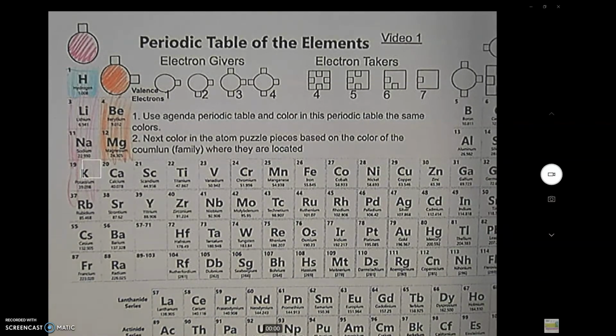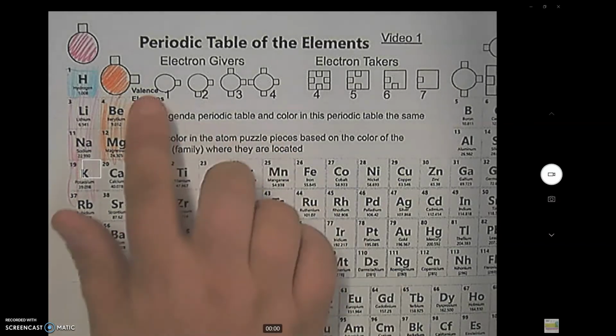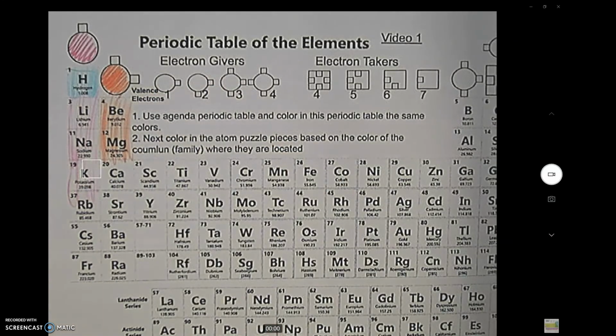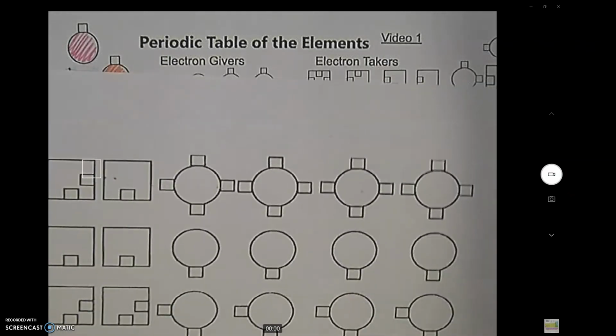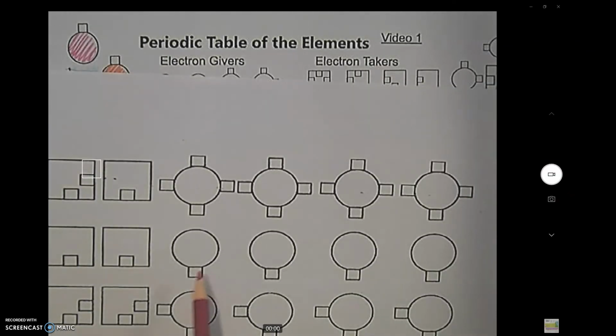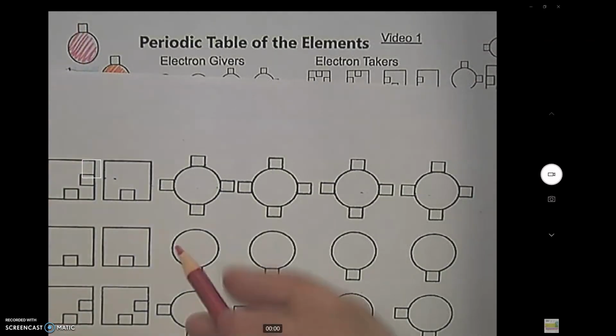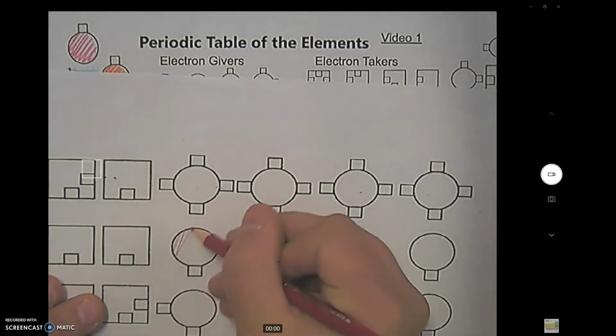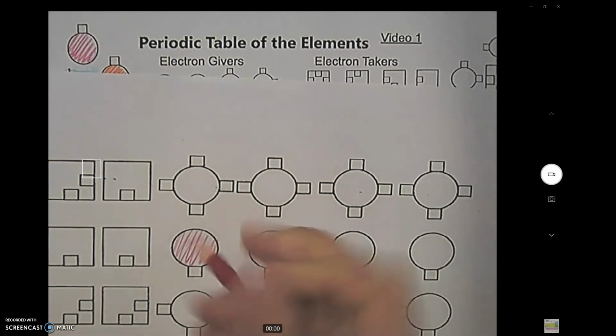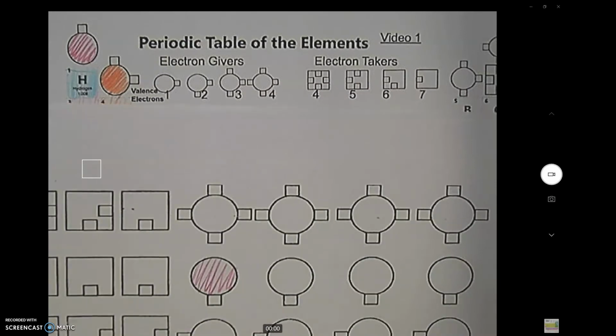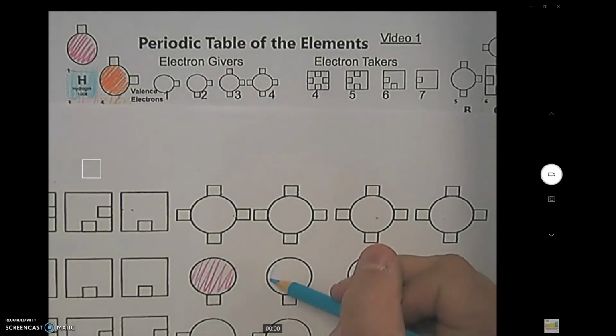Now I need to find a circle, which is known as an electron giver, on my paper. So here's my paper. Lo and behold, here's some circles, some givers, and they have one little notch. Notice this one has one notch. So I'm going to color this one in red. Now remember, hydrogen was blue, so I could also color in one like that. I could color another one in blue.